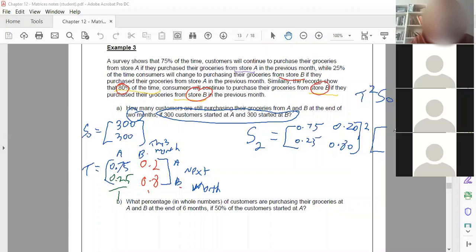Oops, that's not my S0. My S0 is 300 and 300 in store A and store B to start off with. So let's do that one. What do we do?